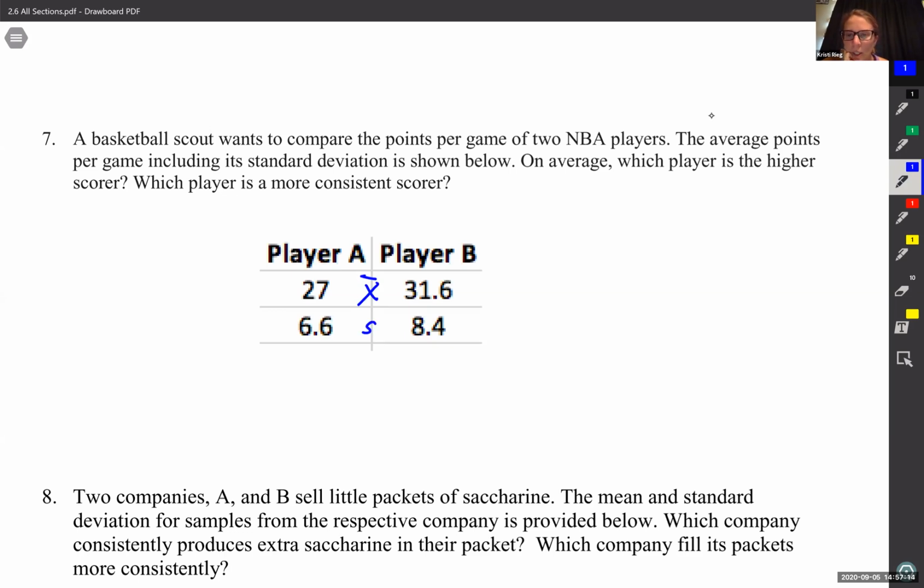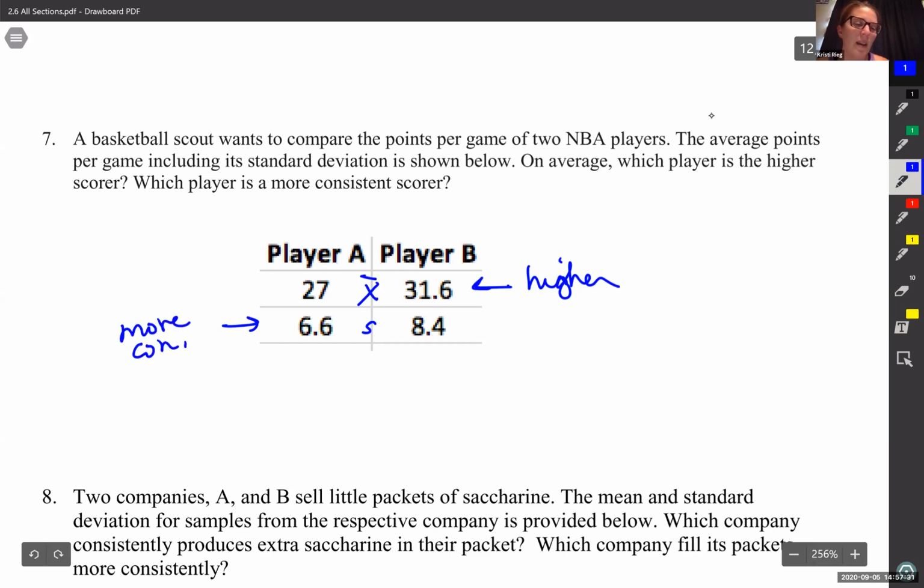Okay, so which one was the higher score? This guy is the higher because 31 is higher than 27. Which one is more consistent would be this guy, because his points didn't change as much. It was within this plus or minus 6.5 window. Player B doesn't even fit on the screen. Player B had a plus or minus 8.5 window, so he had much more variety in his scoring. So A was more consistent.